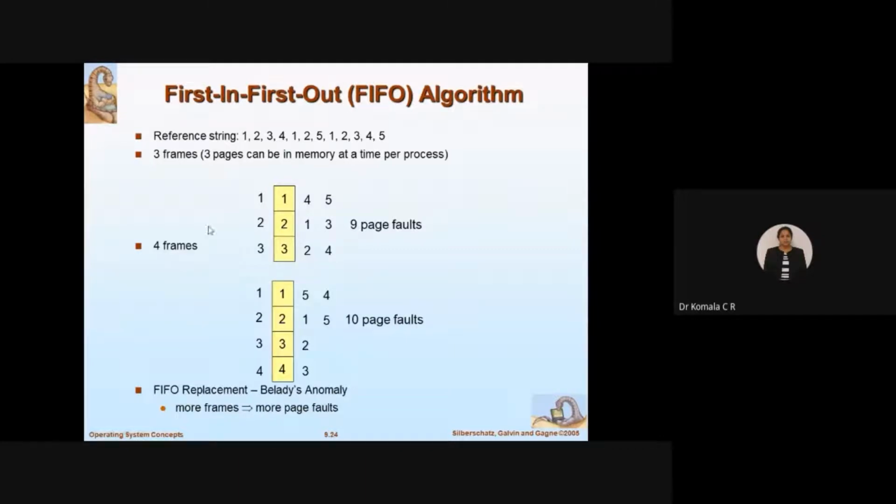If 4 frames in first in, first out for this particular example, how many page faults are we getting here? See, for example, with 3 frames I am getting 9 page faults, with 4 frames 10 page faults. I'll explain that. In FIFO replacement this is known as Belady's anomaly. Here, if there are more frames, then more page faults. So maybe some other technique is better than this.